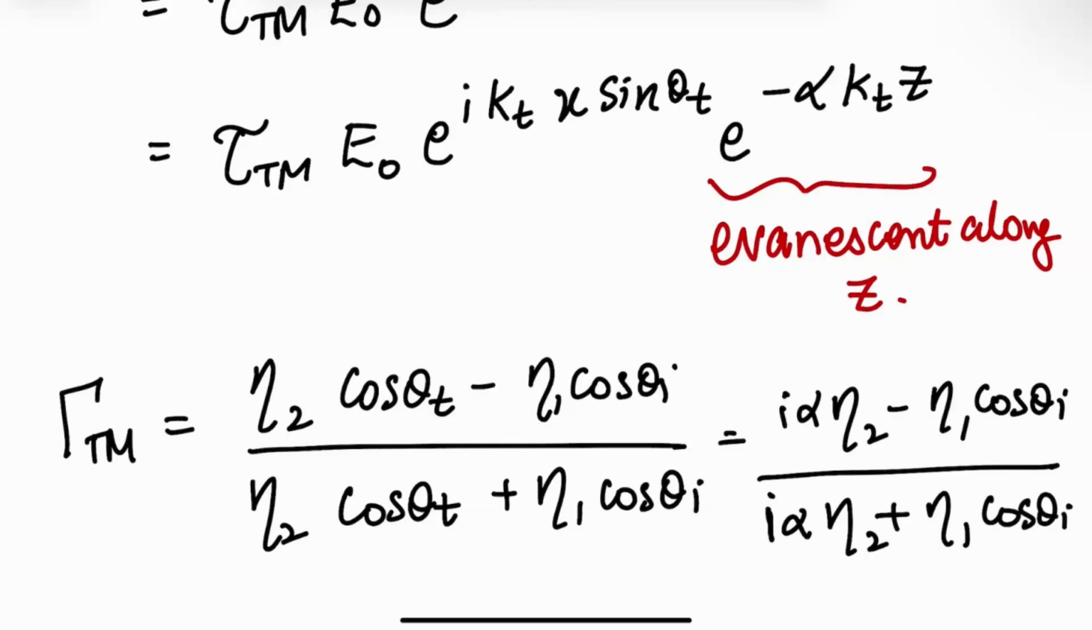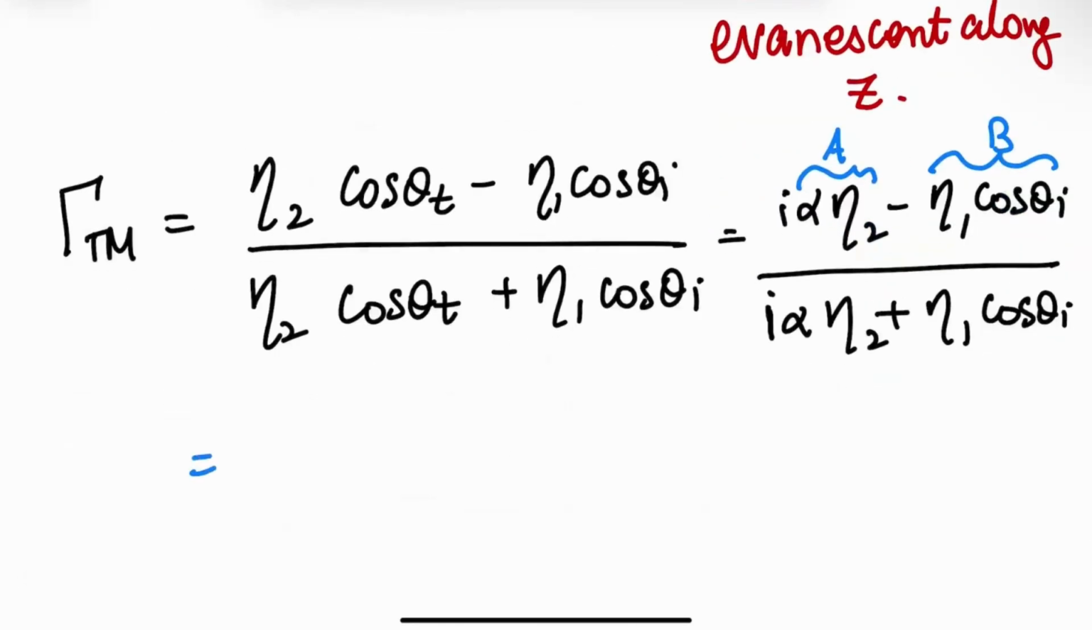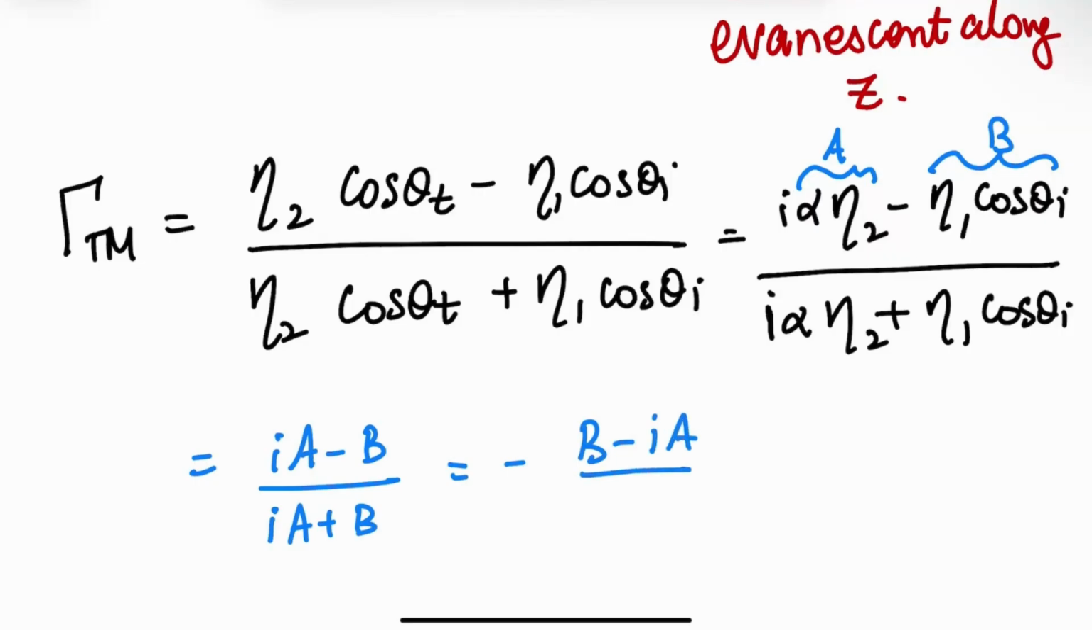I'll make a quick substitution. I'll call this term A, this term B. Then I end up with iA minus B over iA plus B. This is nothing but minus B minus iA over B plus iA.